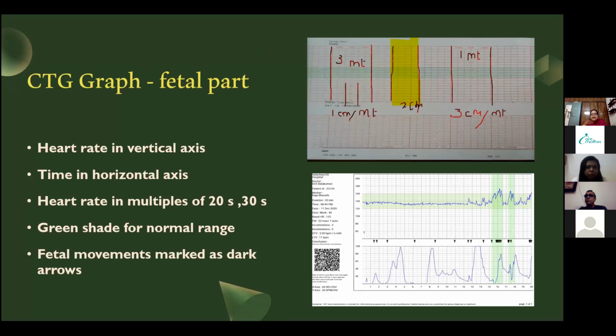And on the horizontal axis, the time is represented here. Both the machines, actually, you can set at different speeds. Depending upon the speed at which you set the machine, it will be different. Generally, in India, we set it at 1 centimeter per minute.